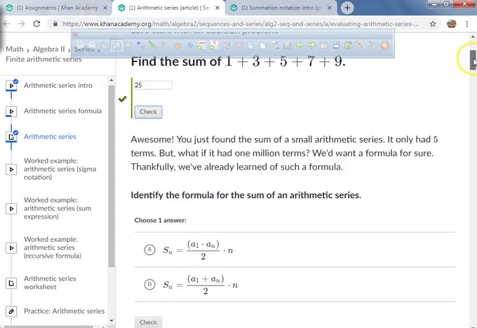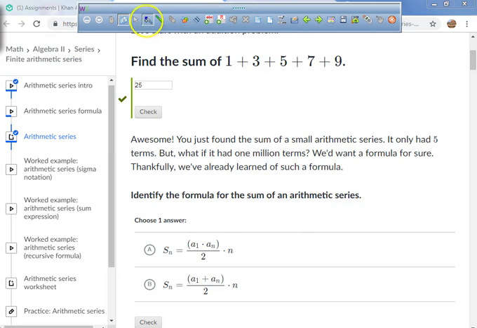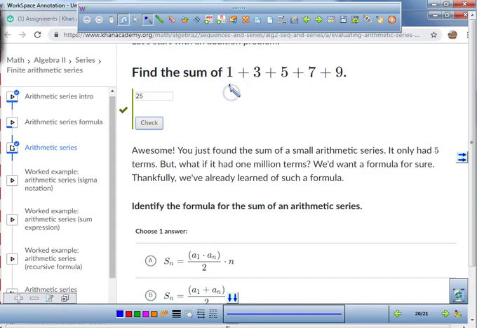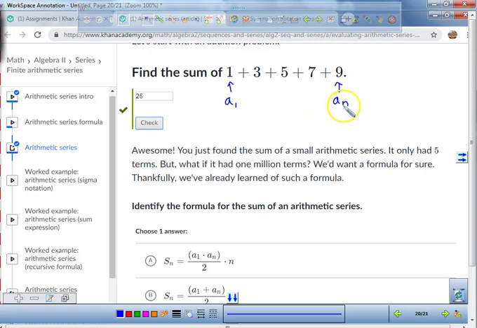Now, what we want to do is we want to identify the formula for the sum of an arithmetic series. So what I want you to do is right here, check this out. I want you to label this. Label this your A1. And I want you to label this one A to the N. Now, we actually happen to know what A to the N is in this particular case. This is A to the 1, 2, 3, 4, 5. This is the 5th term.